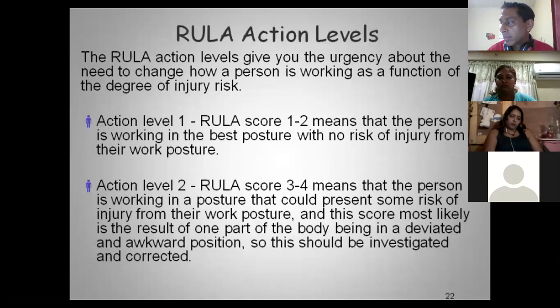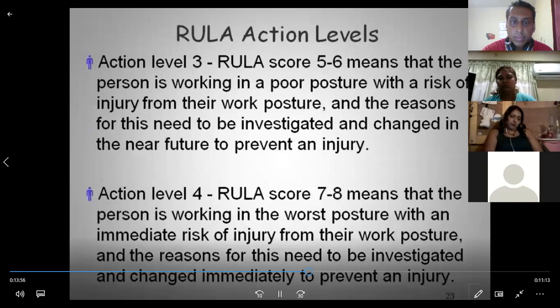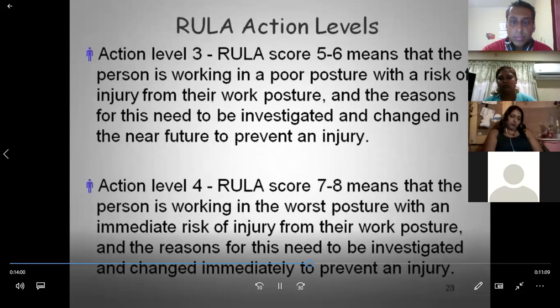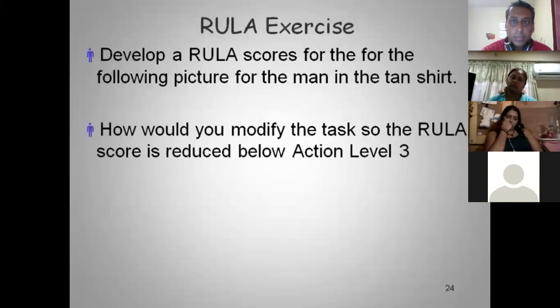So that's something else you can use the RULA worksheet to do, which would be to go back and see what posture is actually driving up that RULA score. And if you remember, the neck posture and the torso postures were pretty extreme. An action level of 3, or a RULA score of 5 or 6, means that the person is working in a very poor posture with the risk of injury, and that we need to investigate this further, whereas action level 4 means we need to investigate it immediately and put something in place to reduce the risk of injury.